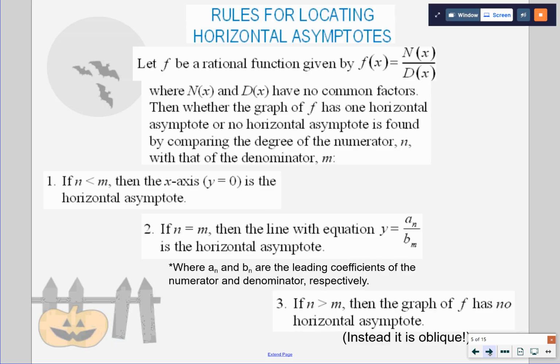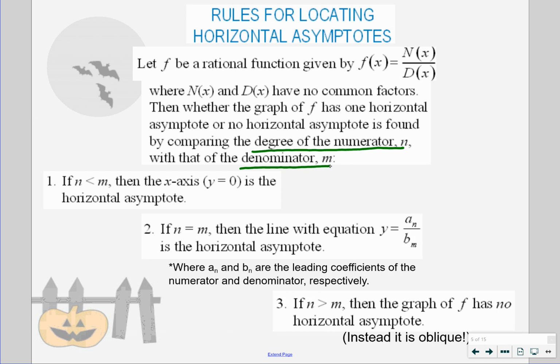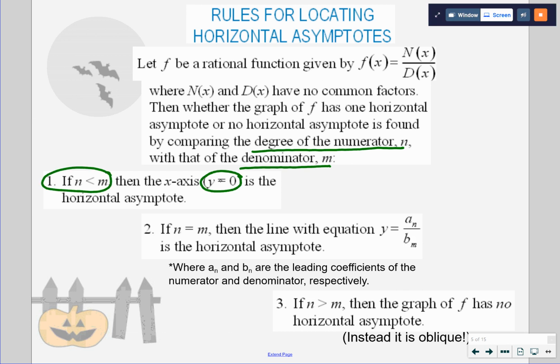All right. Horizontal asymptotes are much easier. So there's 3 rules that you need to know. And the rules come from the degree of the numerator, that's n, and the degree of the denominator, that's m. We're going to compare those 2 numbers. If n is less than m, there is a horizontal asymptote at y equals 0, and that's it. There's nothing to solve for.